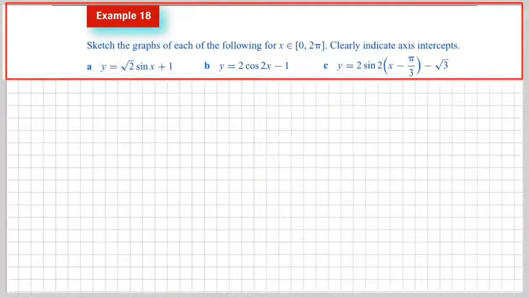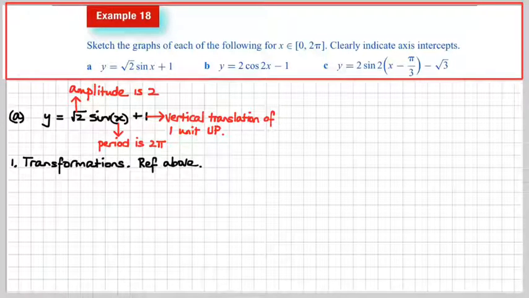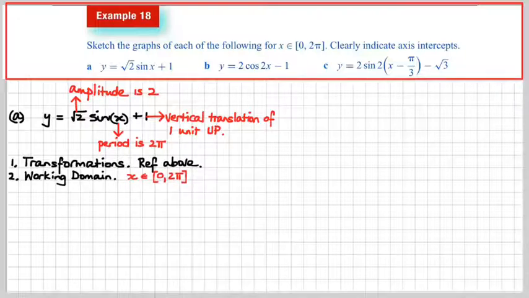Okay, so here we go again. There's the first one. That's the one we're doing. Let's go for it. The transformations, yes, we refer to the above analysis, which we're very pleased with because it gives us an idea of what this beast is doing. Working domain. Well, the working domain for this one's very, very simple because the x has not been messed with.